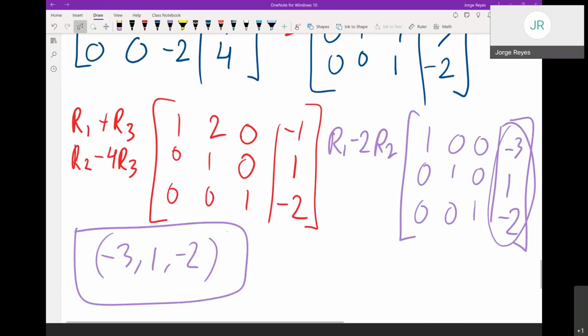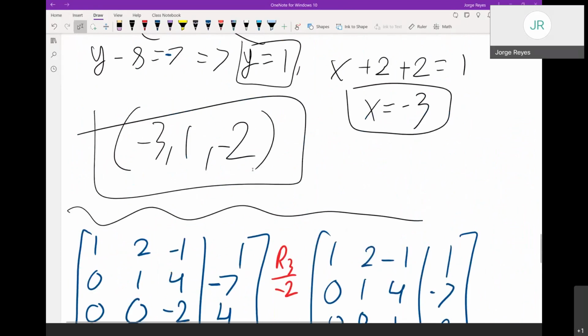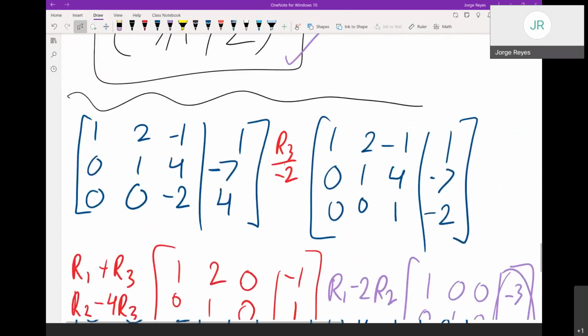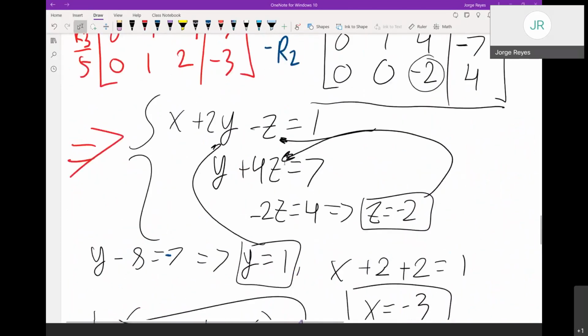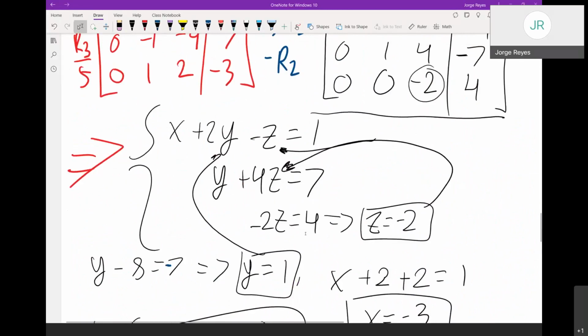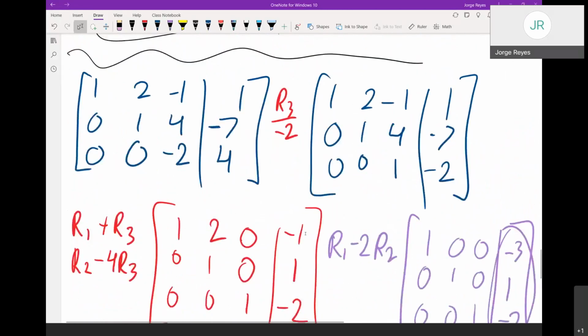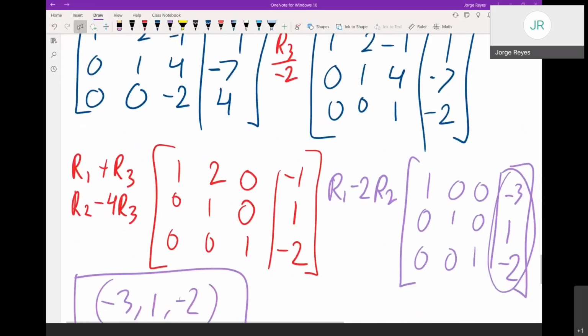And if we look back, yep, that's the answer. Okay. So you can either choose to do back substitution here, or you can do all the way reduced row echelon form and get the point that way. All right.